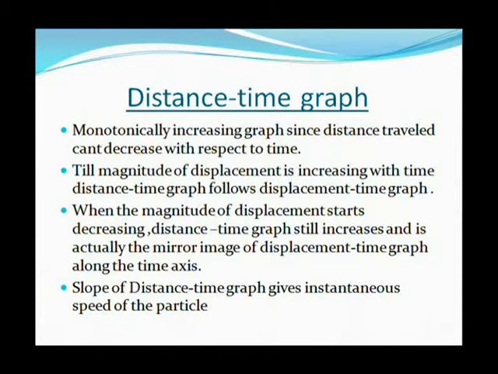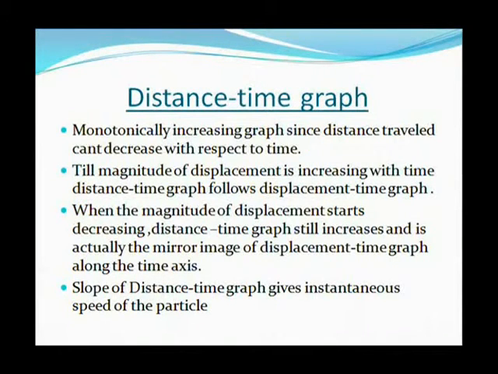Distance time graph is a graph between the distance traveled by the particle and the time. This graph is always monotonically increasing since the distance traveled by the particle cannot decrease with respect to time. There are some similarities between the displacement time graph and the distance time graph. Till the magnitude of displacement is increasing with time, the distance time graph also follows the displacement time graph.